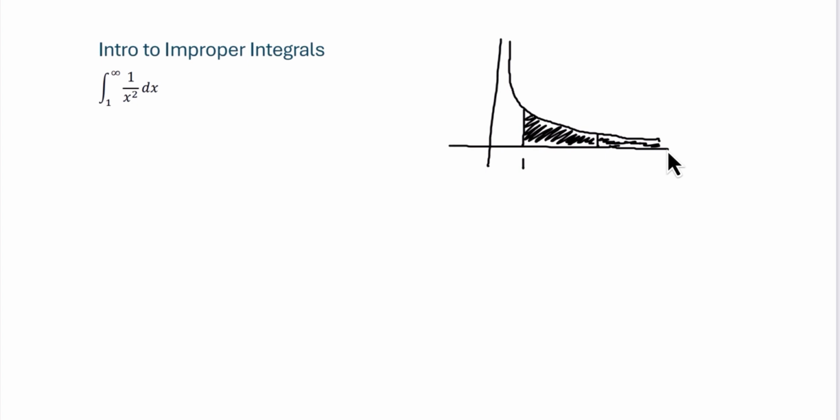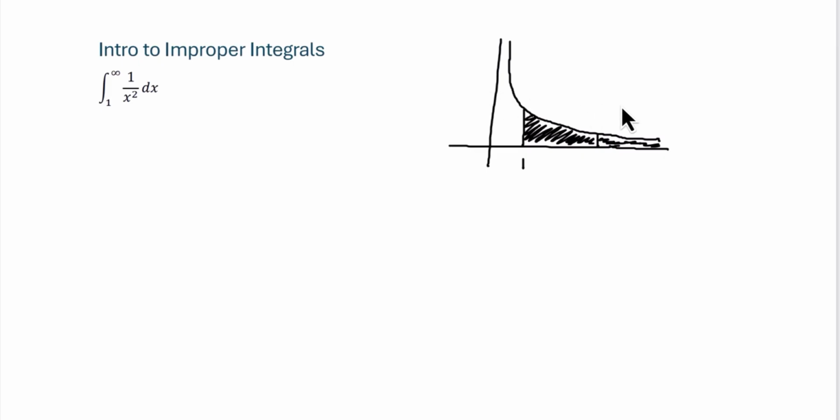Another type of improper integral will be the case where we have a discontinuity. Let's say we were looking at the area from -1 to +1 and we have a discontinuity in the graph. We'll look at that in a future video.